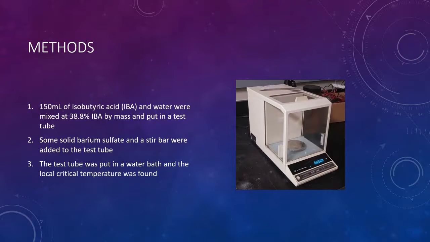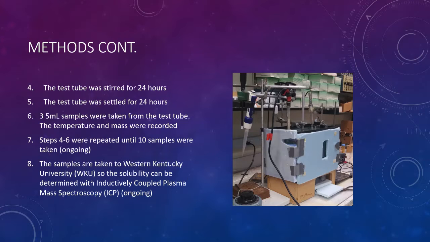This was done by making a 150 milliliter sample of isobutyric acid and water at 38.8 mass percent isobutyric acid. We used the analytical balance pictured at the right to make this sample. Solid barium sulfate was added to the test tube along with a stir bar, and then they were put in the water bath, and the local critical temperature was found. The water bath is pictured at the right.